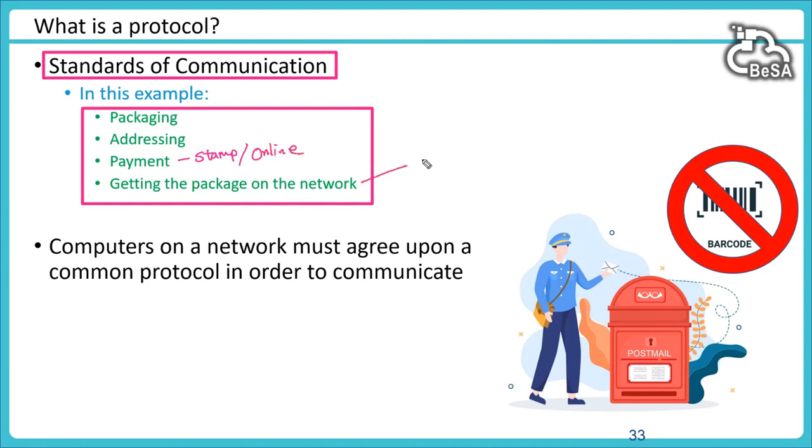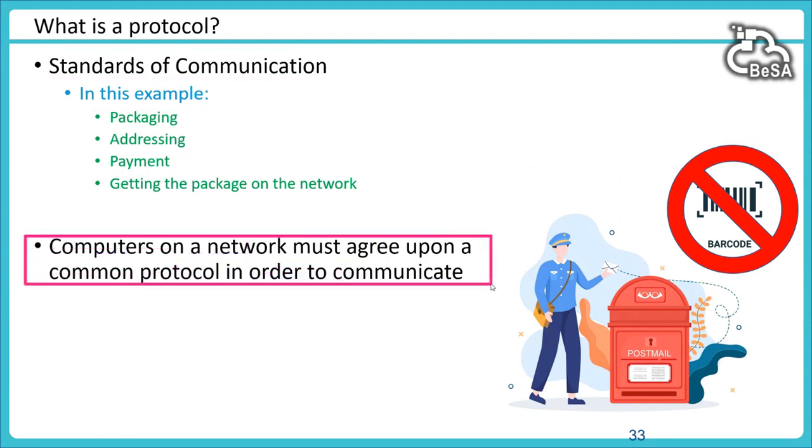Getting the package on the network: in Royal Mail you have to drop that packet, and in case of DHL you had it collected from the home. So that is the same thing which we are seeing here. We need to have packaging done, addressing done, payment sorted, and get that package to the network. And obviously I can't say, hey, I bought the stamp and now I want DHL to pick up. No, it won't work. So they won't interoperate. If two devices have to communicate, they need the same type of protocol to be used. So that's how a protocol would work. Computers on a network must agree upon a common protocol in order to communicate.